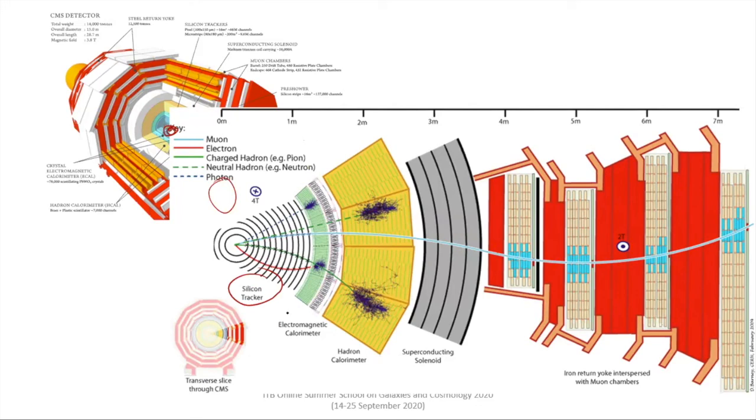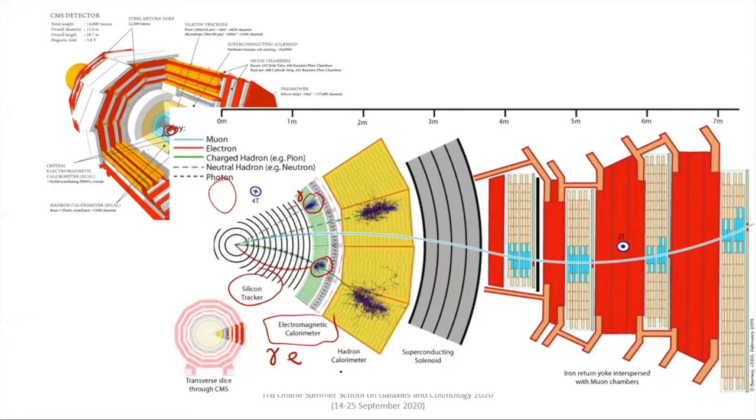The second one is the electromagnetic detector. Its purpose is to measure photons and electrons, or positrons, same thing. Photons and electrons will deposit their energy here, and then you know their energy from this electromagnetic calorimeter. The difference between photons and electrons: a photon is neutral, so it doesn't leave any tracks at the silicon tracker, but electrons or positrons will leave some tracks.